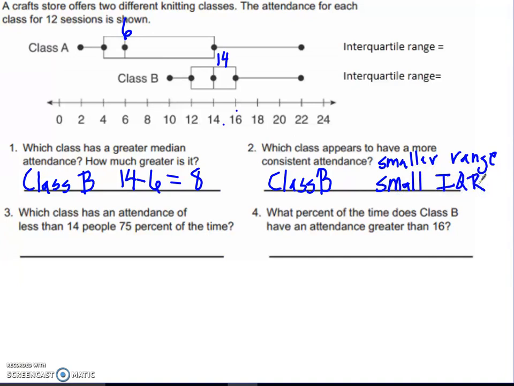Which class has an attendance of less than 14 people 75% of the time? Here's 14. This is 25, and this is 25. That's 50% of the time, so it's not B. This is 25, 25, and 25. That's 75% of the time, so that's Class A. Okay, which percent of the time does Class B have an attendance greater than 16? This is 25, so 25% of the time.